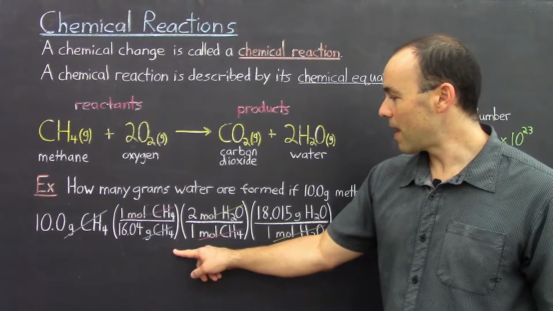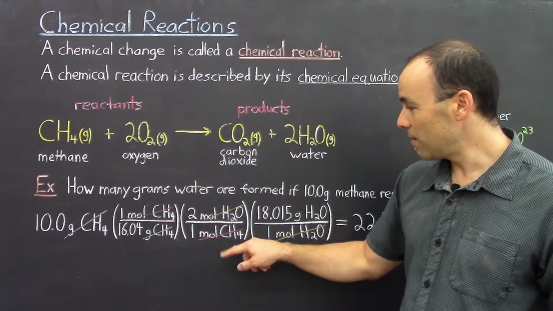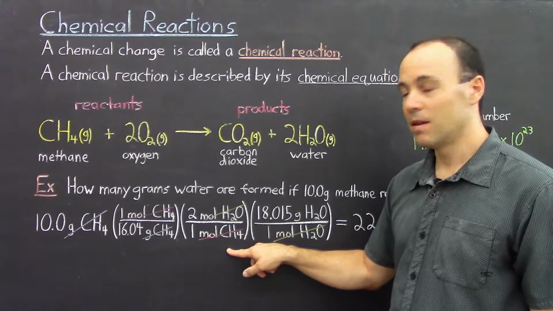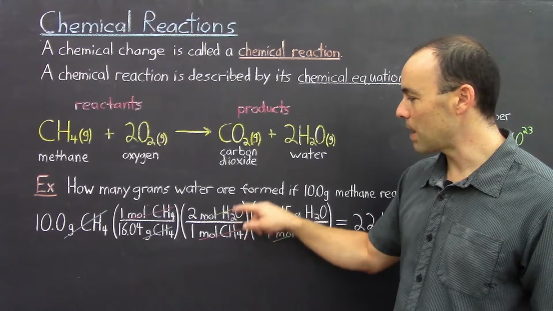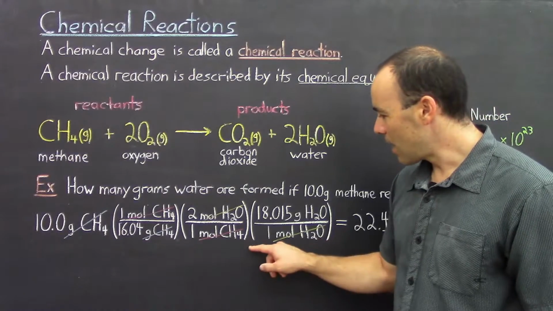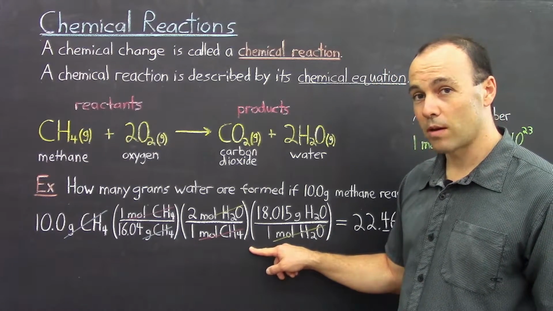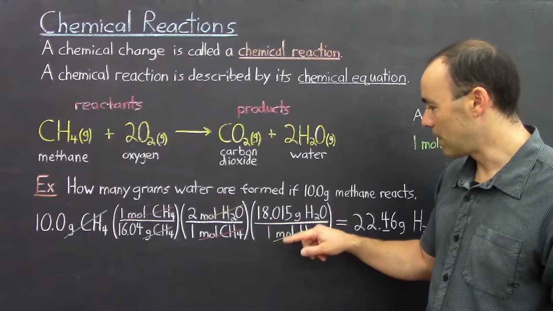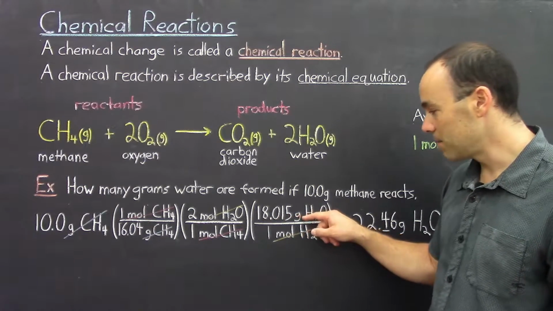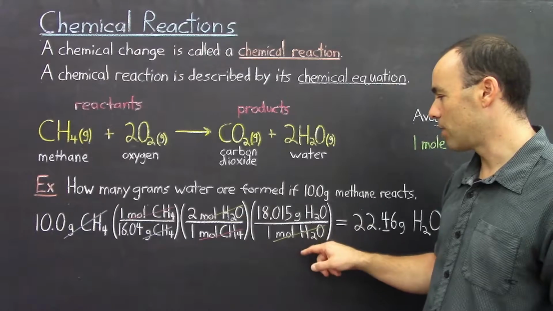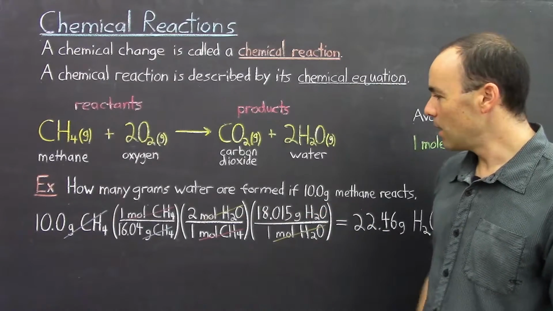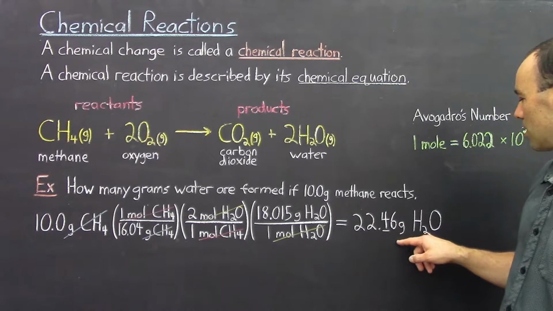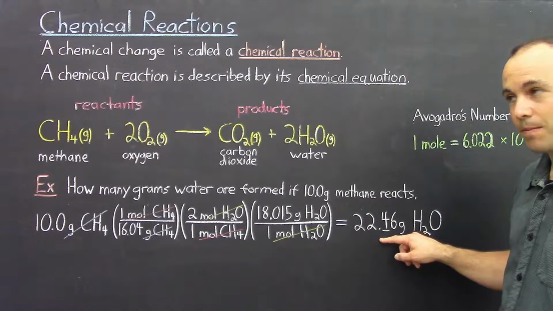And we know that 1 mole of methane will give you 2 moles of water. When you're talking about this chemical reaction, 1 mole of methane means 2 moles of water. So this is the stoichiometric conversion factor. After you get this far, you've converted to moles of water, but we need to get to grams of water. So you multiply by the following, 18.015 grams per mole. And here the moles of water cancels, and you're left with grams of water. And when you do the entire calculation, you end up with 22.46 grams of water. It's a 3 sig fig number.